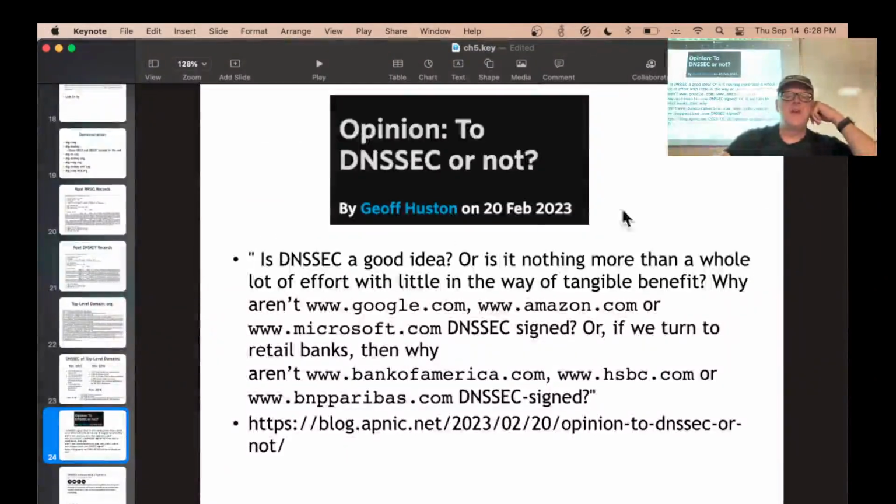And so here's an article I found, a very recent article from this year, saying, is DNSSEC a good idea? Or is it nothing more than a whole lot of effort for nothing? People are beginning to lean towards it's not even worth bothering. I notice right now, in 2023, Google, Amazon, and Microsoft have not signed their domains. That's a bad sign. If it was worth doing, they would do it. Even the banks haven't. Bank of America, HSBC, and BNP Paribas, largest banks in the world, have not signed their domains. So this seems to be going nowhere.